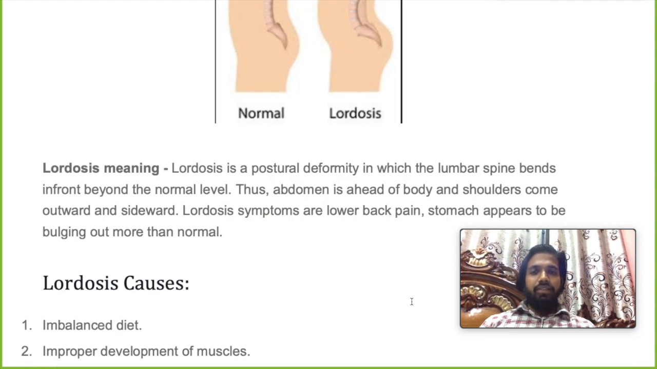Here in this particular postural deformity, your abdomen goes ahead of your body and shoulders. It will be like your stomach is way ahead of your whole body. And the common symptom of this postural deformity is back pain, especially lower back pain. As I've said, it generally happens in the lumbar region here. And it will be like you are gaining weight because your stomach will be bulging out. So if your stomach is extra bulging out every day, don't think you're gaining weight, but it's a common sign of lordosis.